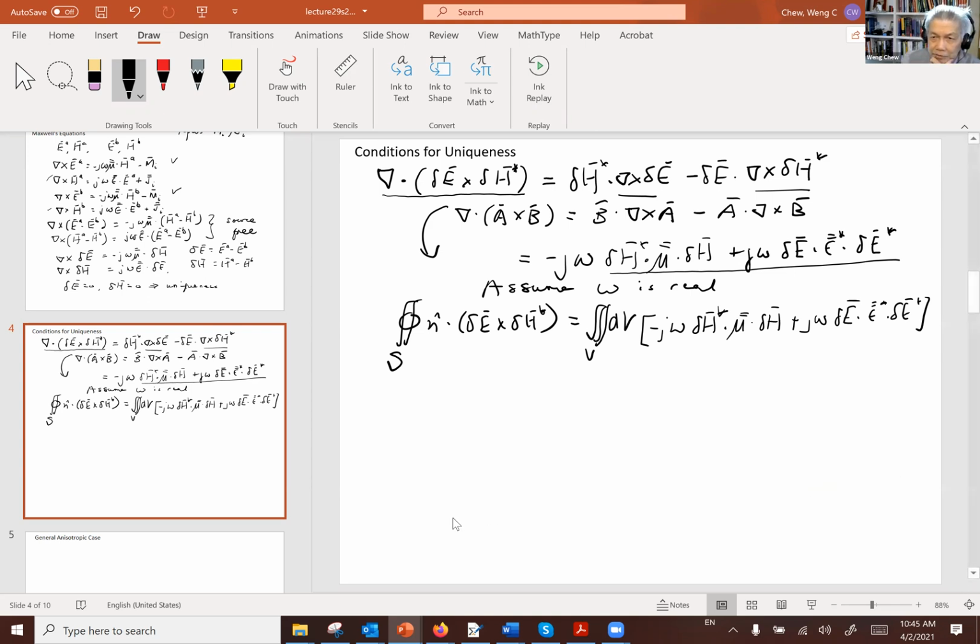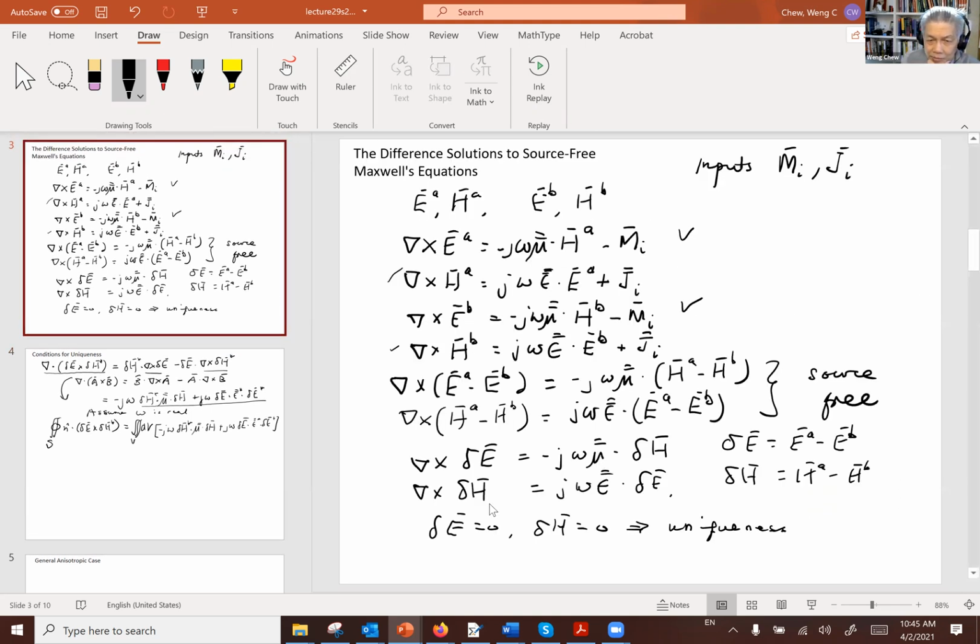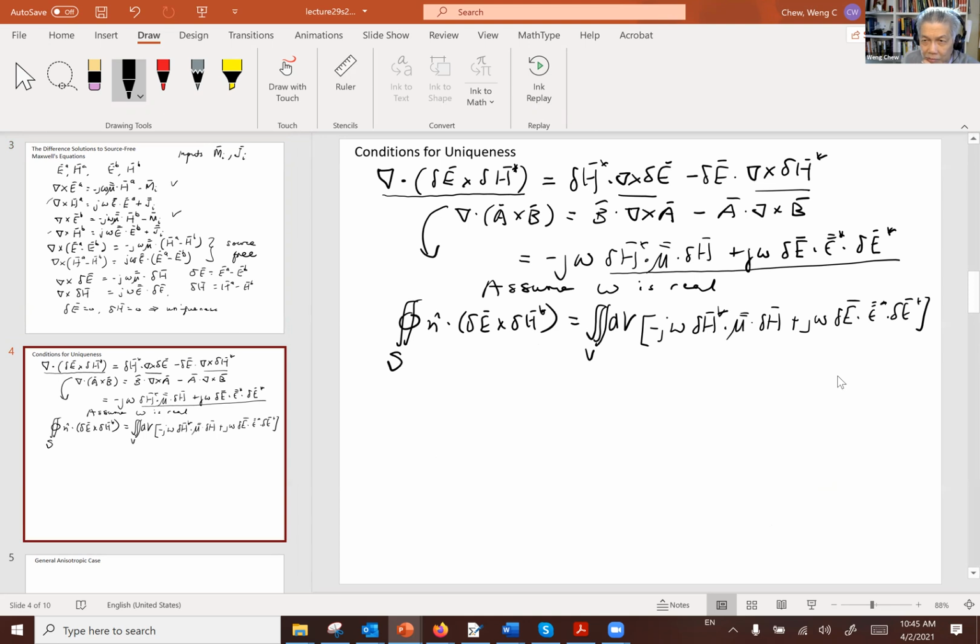Remember, in order to prove uniqueness, I like to show that delta E equal to 0, delta H equal to 0. And if I look at this complicated expression that I am having now, if I can find conditions under which the left-hand side equals 0, then I will have the integral of this very complicated thing equal to 0. And maybe I can claim that if that is really the case, delta H or delta E would have to be 0. So let's do the simple thing first. We're not proving uniqueness yet, but let's see the conditions under which the left-hand side is equal to 0.